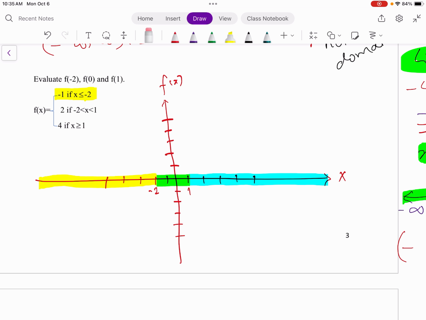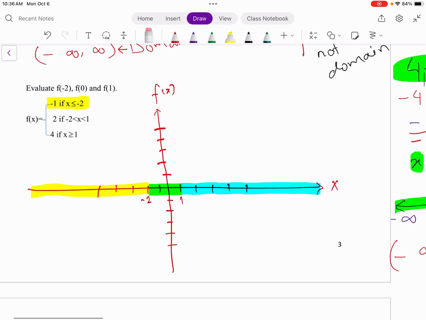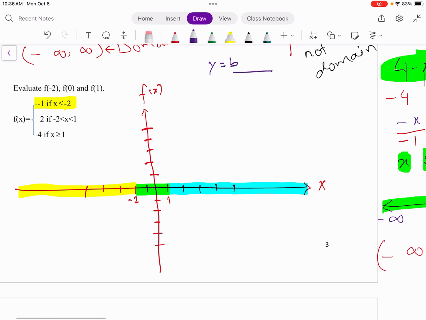Okay, so forget about these two. If we forget about these two, what do we have? Our f of x equals -1. And what kind of graph is f of x equals -1? So f of x is the same as y, right? So what kind of graph is y equals some number? Is it a horizontal line or a vertical line? It's a horizontal line. So if we have y equals some number, let's call it b, then your graph is always a horizontal line. If you have x equals some number, then it is a vertical line.